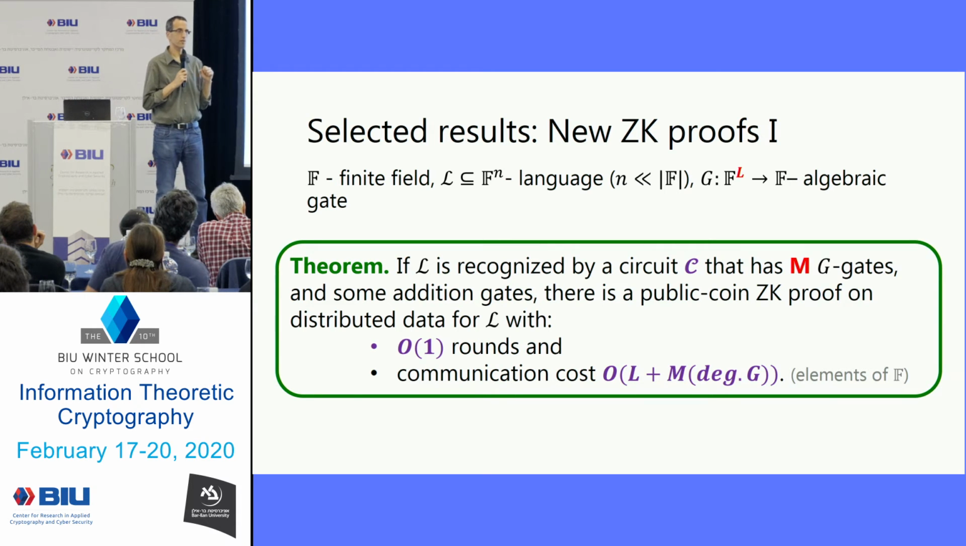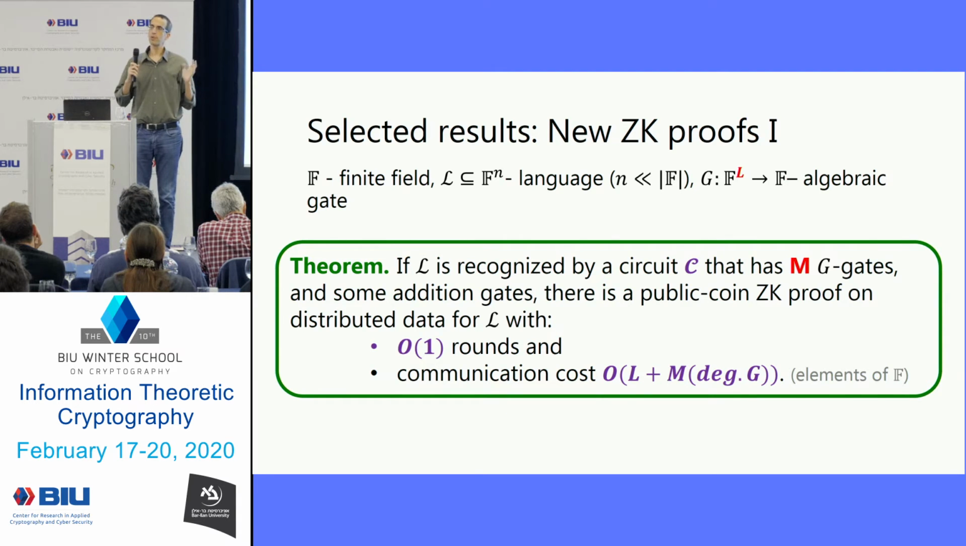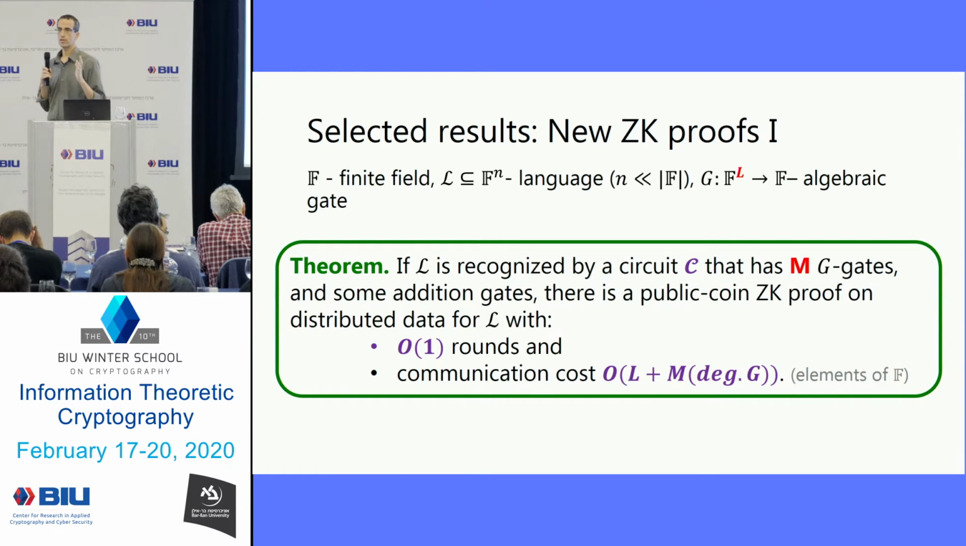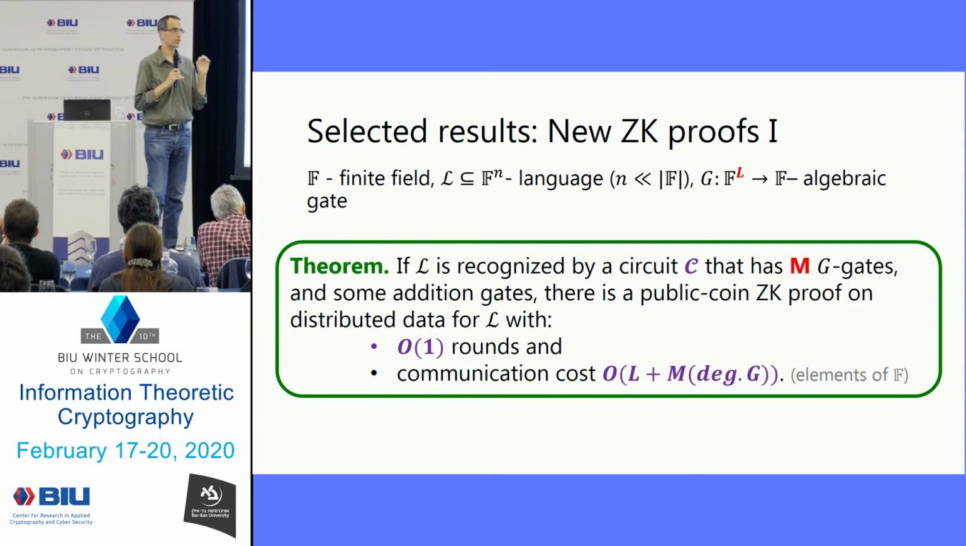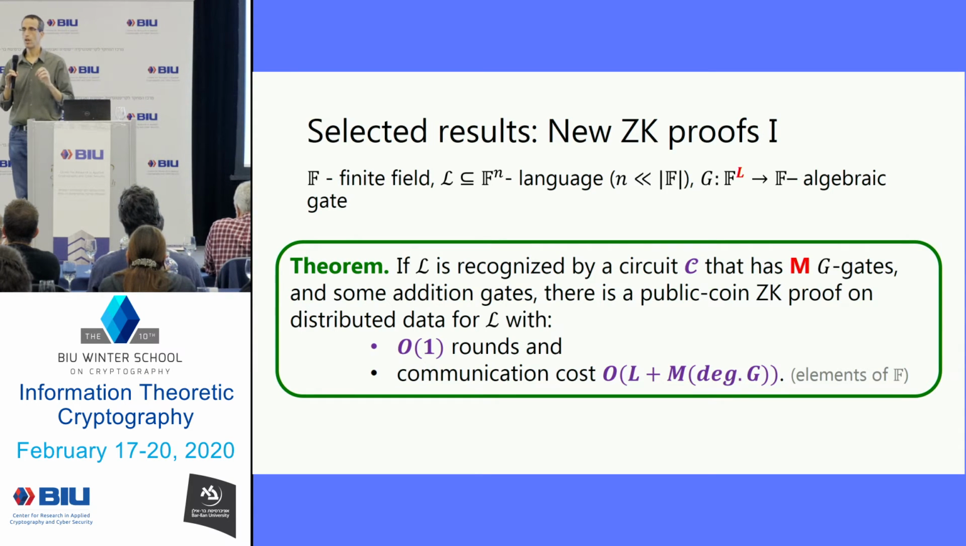It's made up of 2 kinds of gates. One is a simple addition gate, but the other is some algebraic gate. I'm going to call it a G gate. And there are a bunch of these gates in the circuit. So that's the whole circuit, addition gates and G gates. Now, this is especially good for us if the G gate is kind of big. There are a lot of subgates in it, but the degree as a polynomial is low.